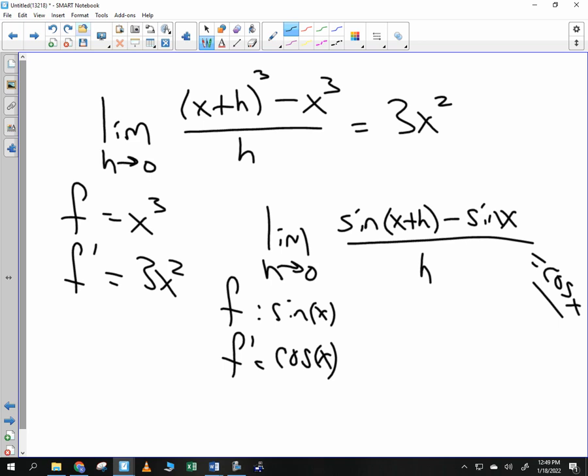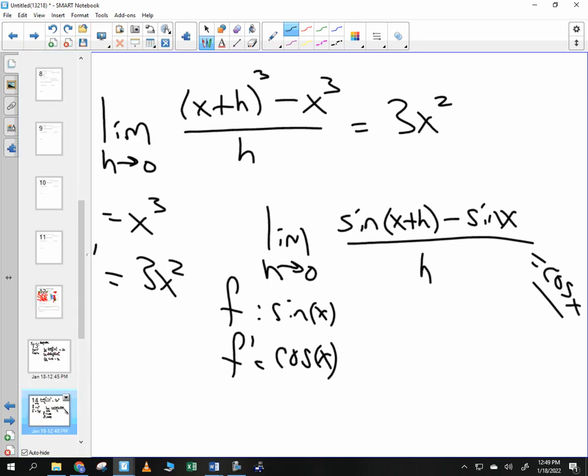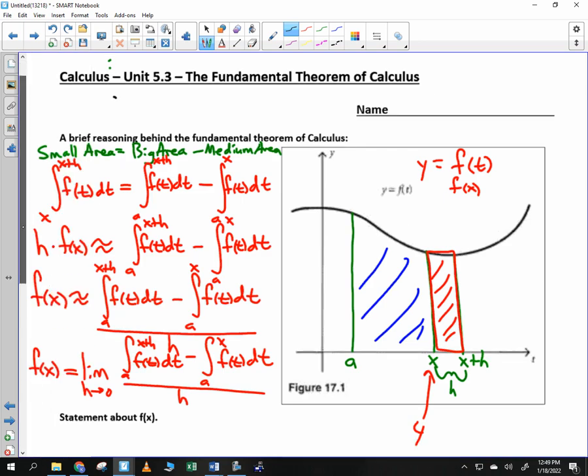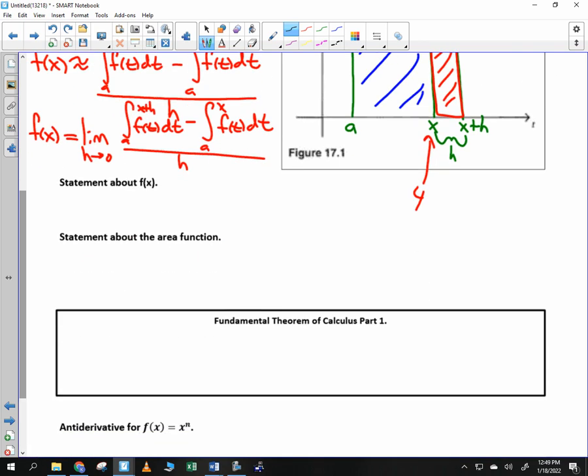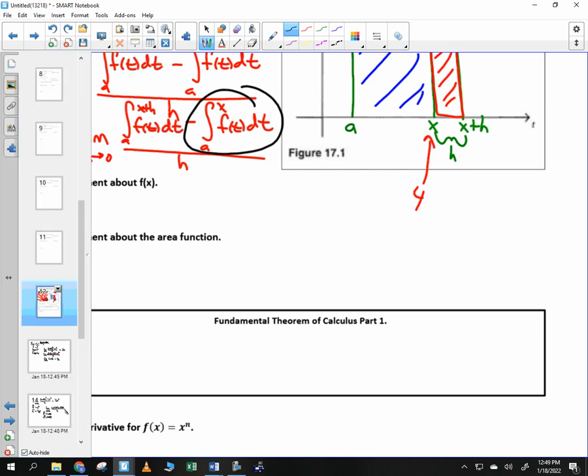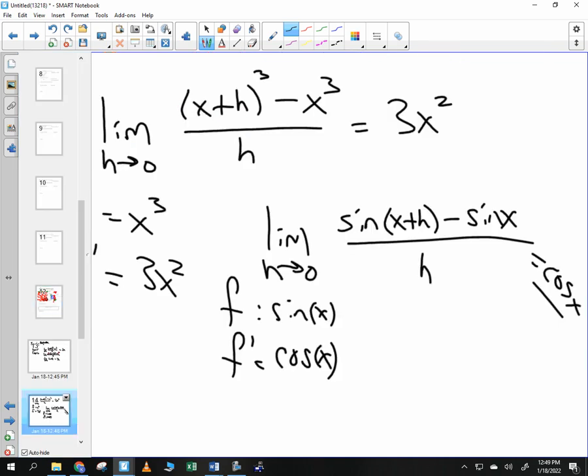You agree? Look at what you have. What's the function? You tell me when I get to the function. This is the function, right? What's the derivative? Look on the other side. You guys can get this. Just stay focused here, okay?